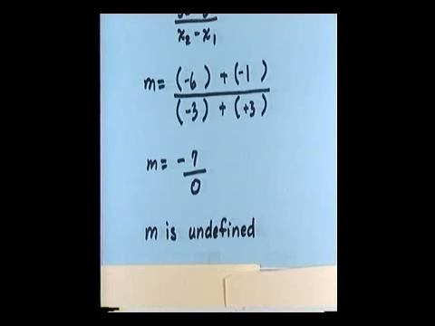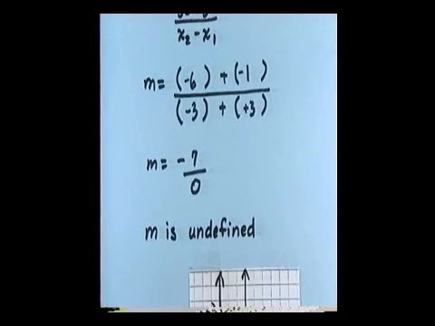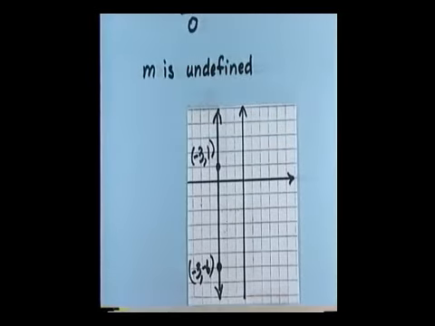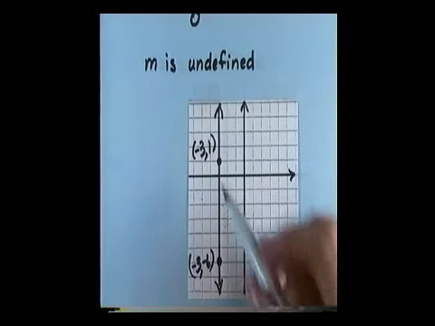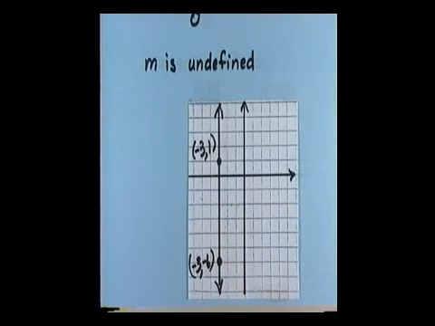Well, to see how this line appears, I've graphed (-3, 1) and (-3, -6). Here the 2 points are. And you notice that the line is vertical. And so this says that a vertical line, which is not slanted, has a slope that is undefined.